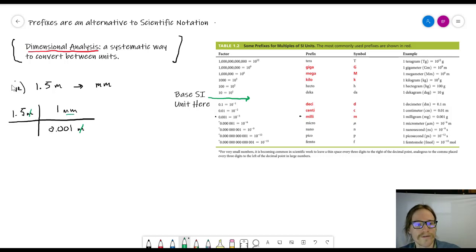So I'm going to take 1.5, and then I have the vertical line, which means multiply by 1. So that's 1.5 times 1 divided by 0.001, and that's going to give me this value of 1,500 millimeters.